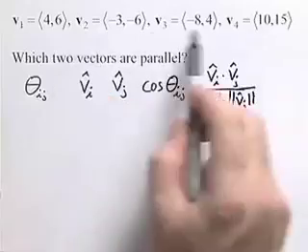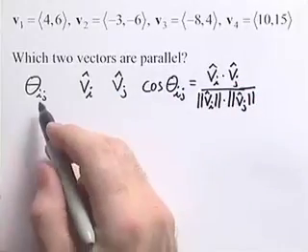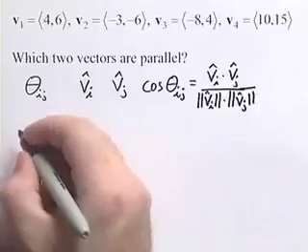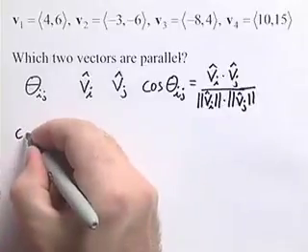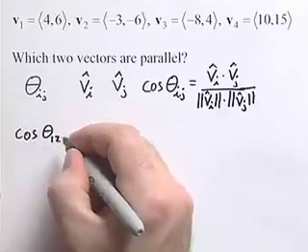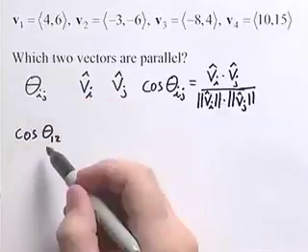So for each of these four vectors, we're going to look at the different pairs and find out what the cosine of theta is for each of those. So we'll have the cosine theta subscript 1, 2. So we're looking at vector 1 and vector 2.